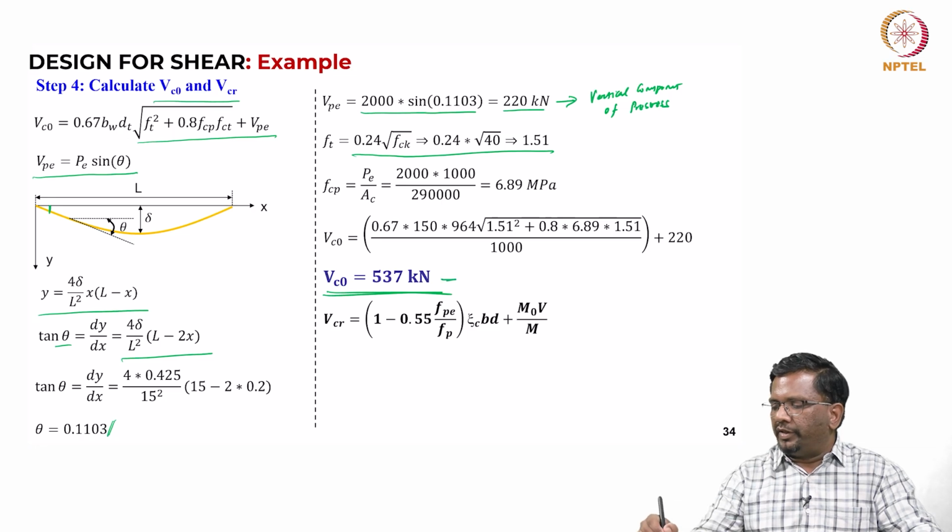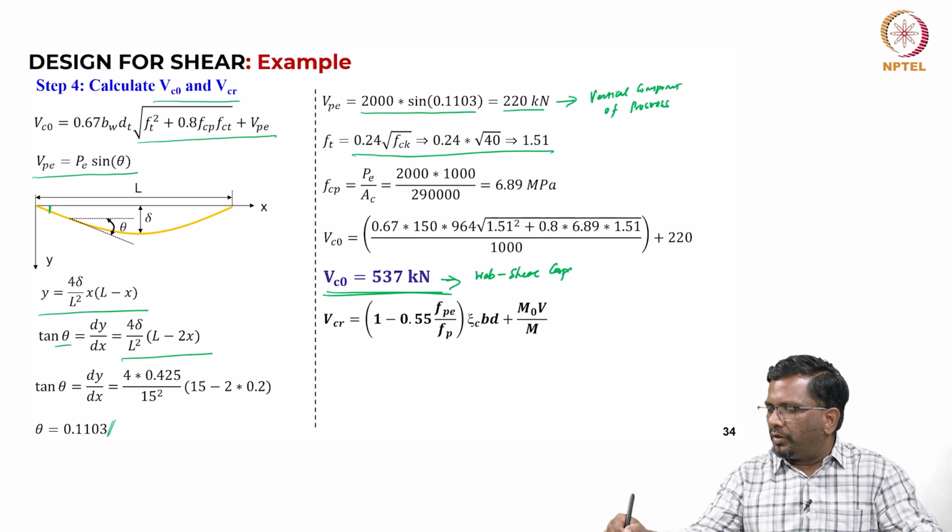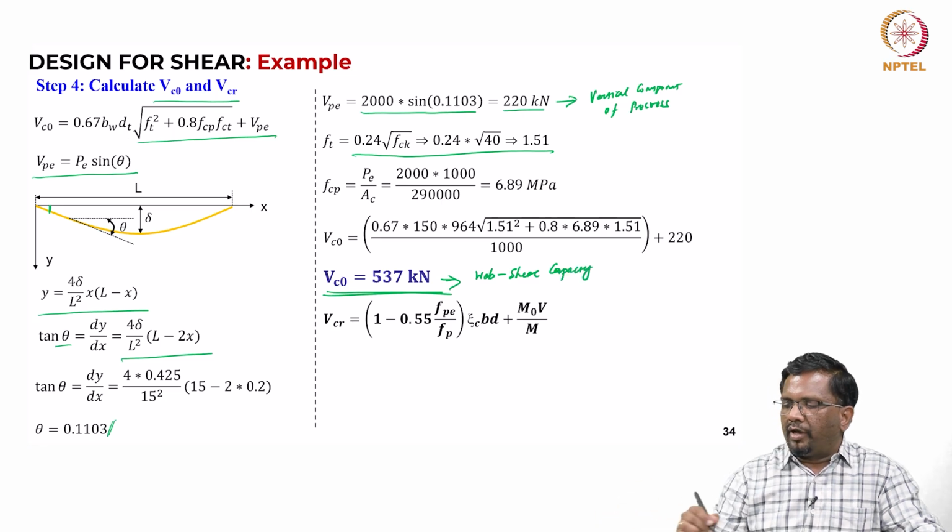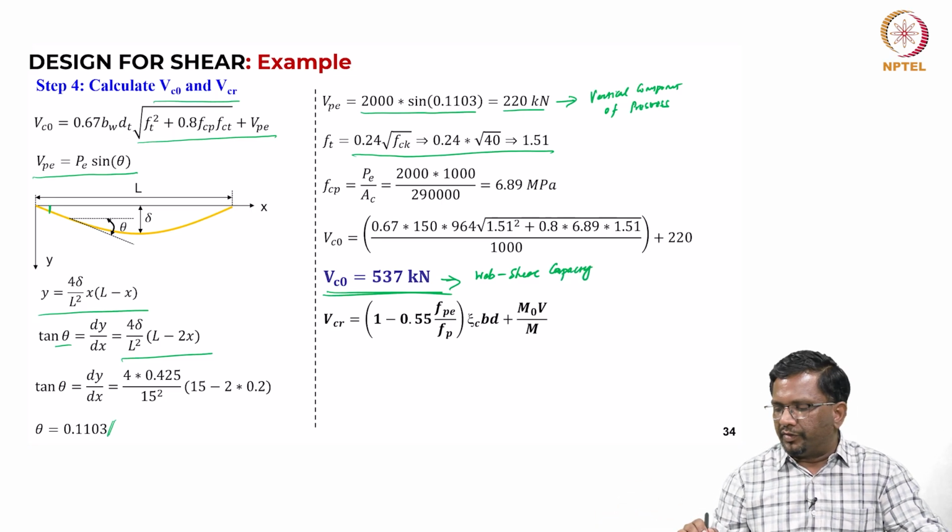Now this is your Vc naught. This is a web shear capacity. Okay. Now we are calculating the flexure shear capacity, which is VCR.